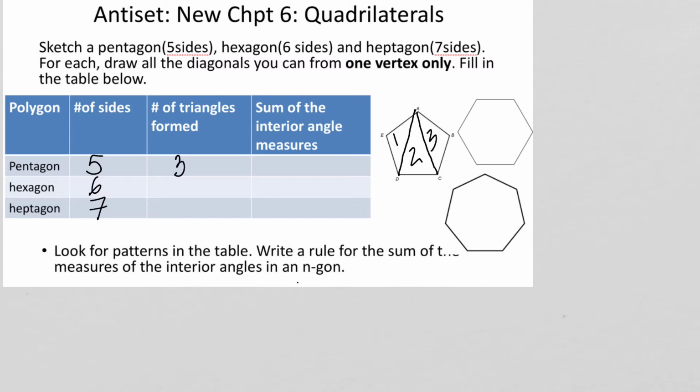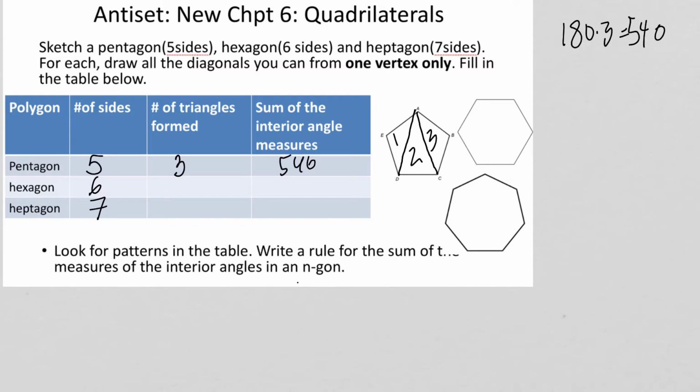How would I figure out the sum of all these angles? Well, take a look. We have a triangle, which we know is 180 degrees. So I'm going to do 180 times 3 triangles to get the sum of what the angle measurements would be inside for a pentagon, which would be 540 degrees. See if you could do the other 2.